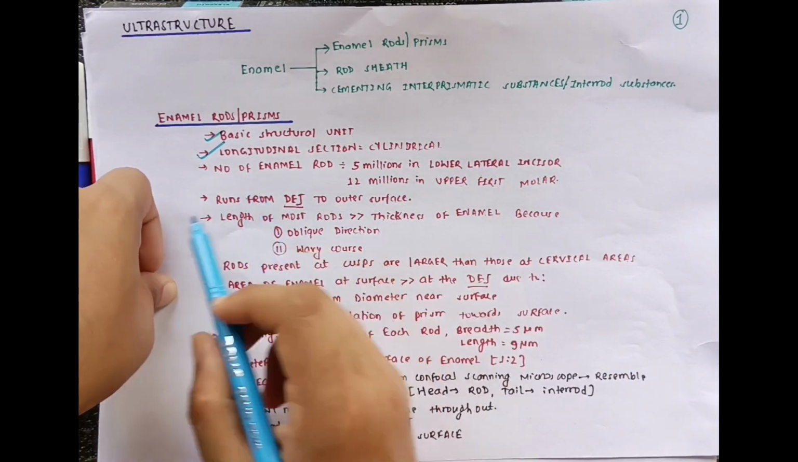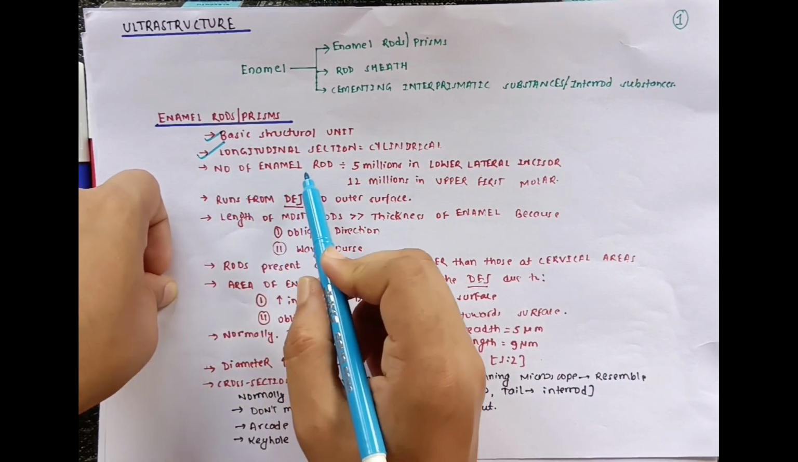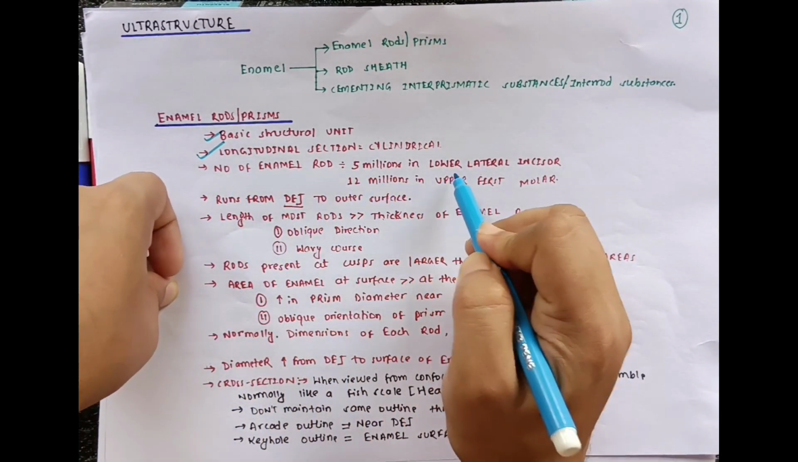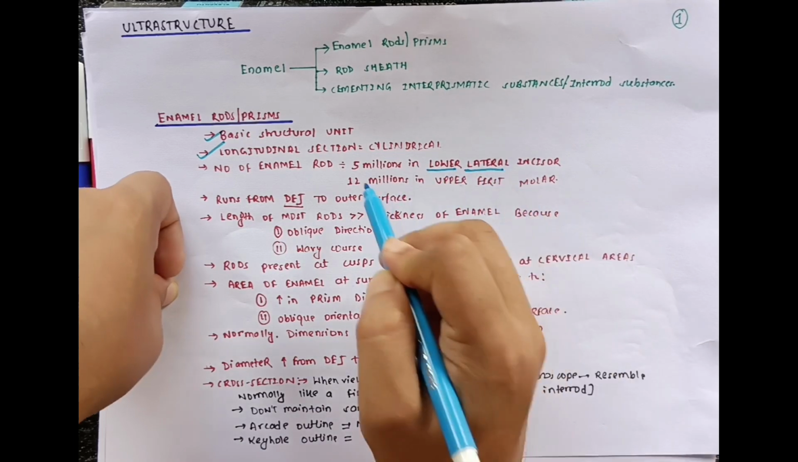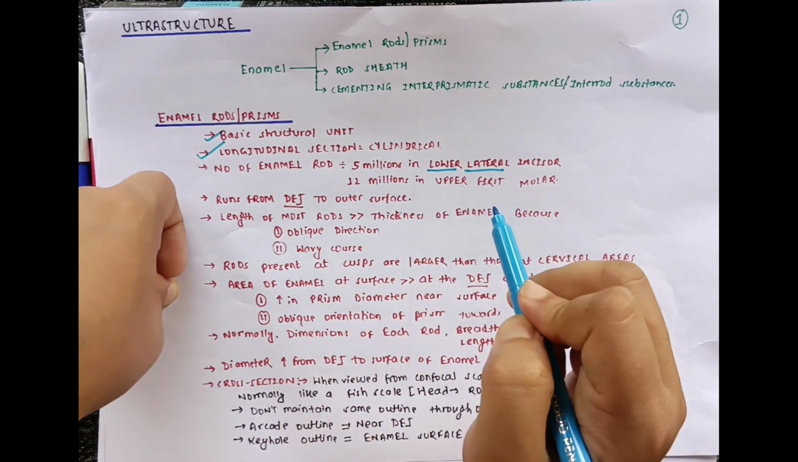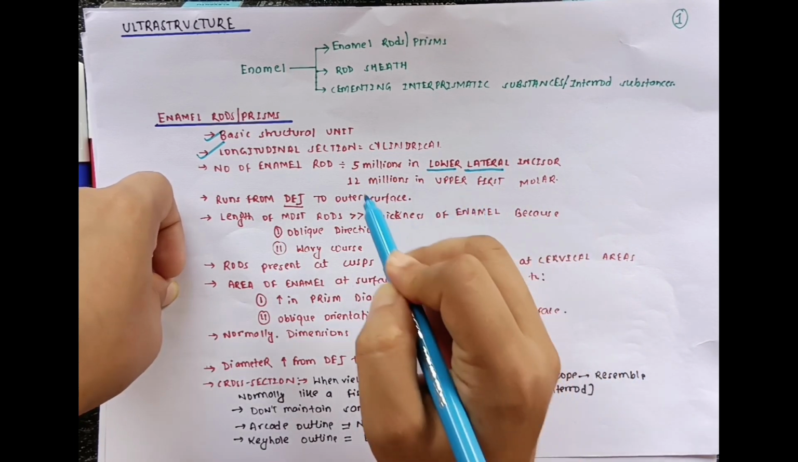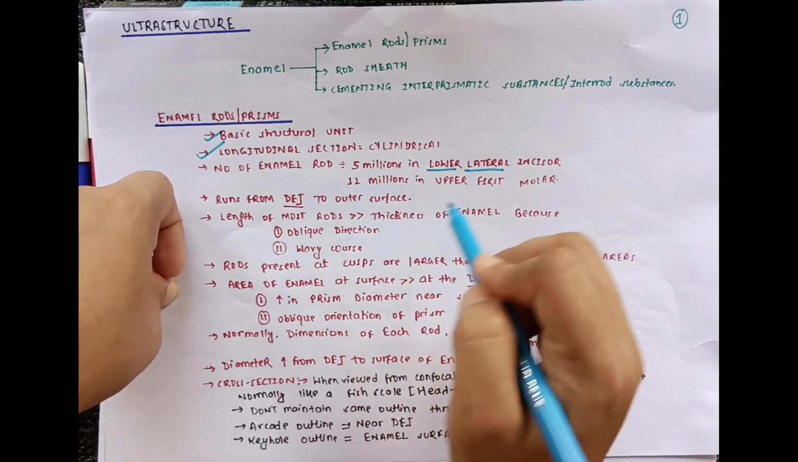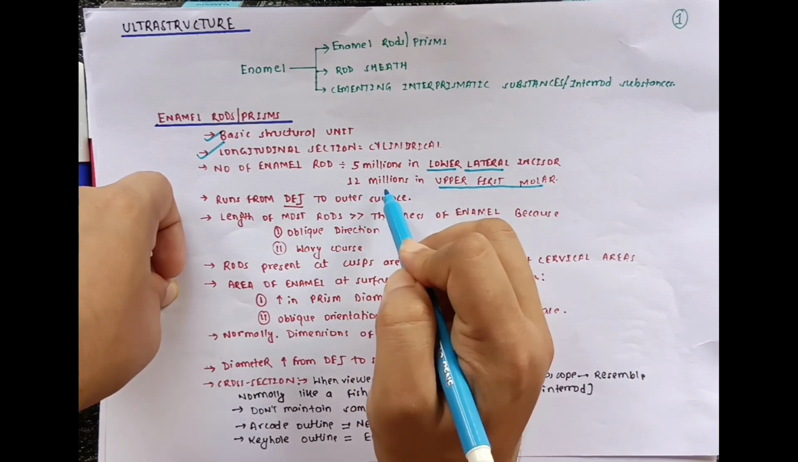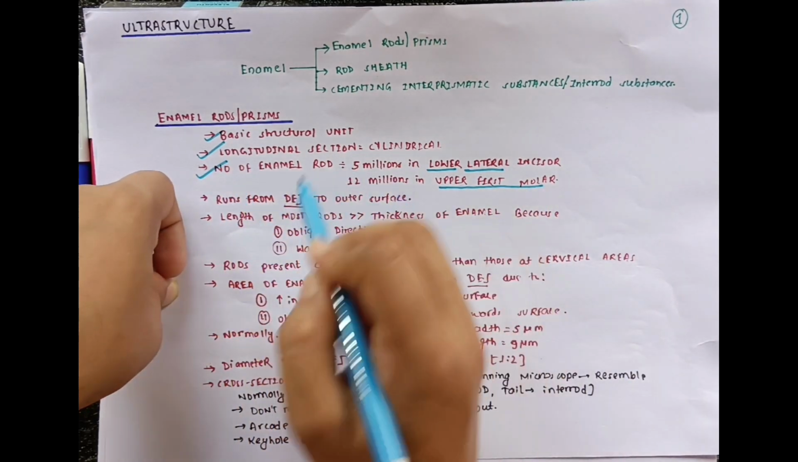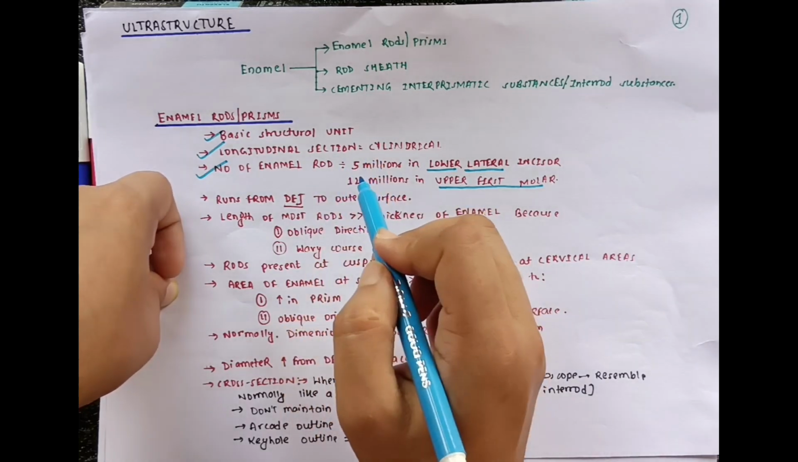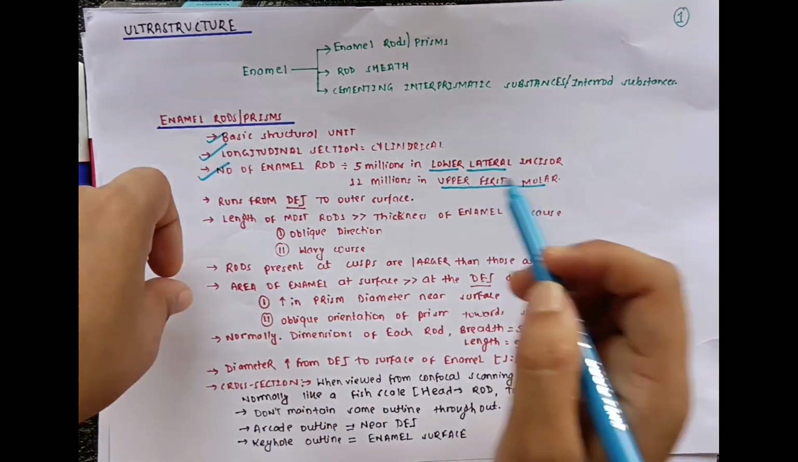Now, in another point I have written that the number of enamel rods is 5 million in the lower lateral incisor. That is the least number of enamel rods present. Similarly, the highest number of enamel rods is present in the upper first molar, and that is 12 million. This is a bit important question for MCQ purposes.